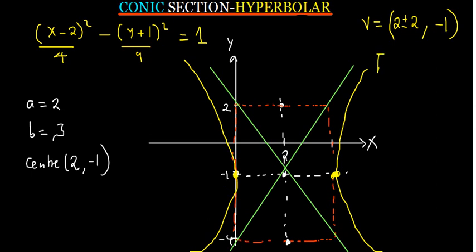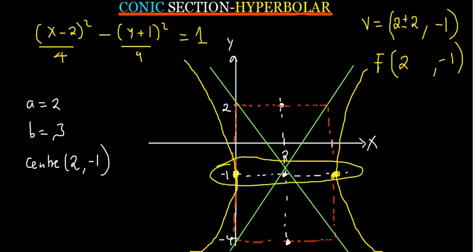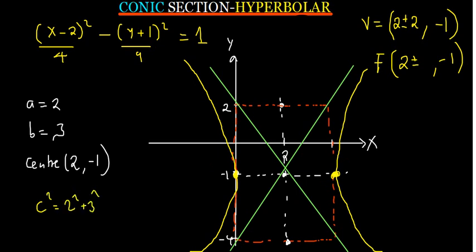And then the foci is going to be the x value of the center, that is 2, the y value of the center, that is -1. Now since the y value of the center is not changing, to the x value of the center, that's why we're going to say plus or minus c. You add or subtract c. Now how do you find c? c squared is given by a squared plus b squared, so that is 2 squared plus 3 squared, and that is 4 plus 9, which is 13. So the foci is going to be 2 plus or minus the square root of 13 comma -1.